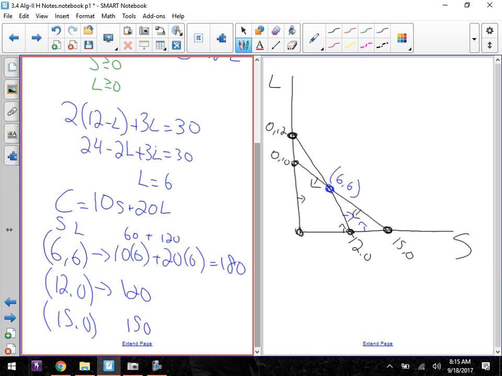What are you going to buy? Or what are you going to sell? There you go.